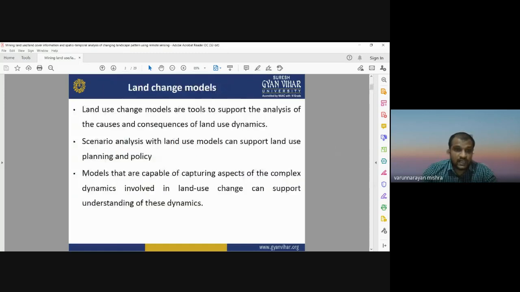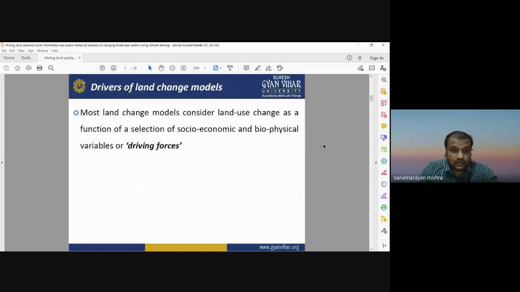So, as we know, most of the changes in land use and land cover, or the dynamics of land use and land cover, have some factors behind them. Whatever the changes are, there may be several kinds of factors. The factors may be socioeconomic or biophysical factors.